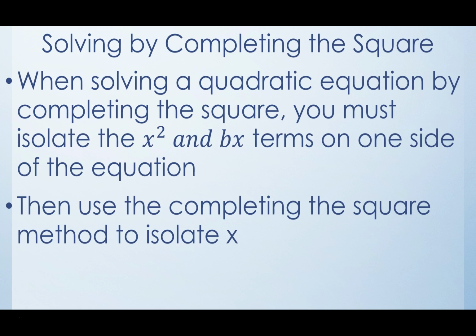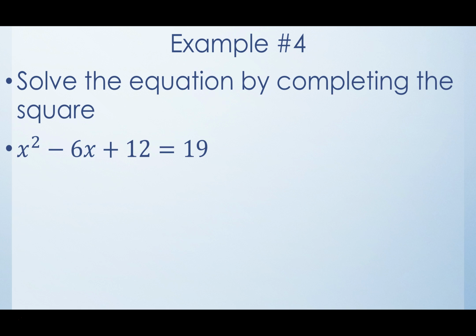So again, we need to isolate the x squared and bx terms to solve this kind of equation. So any other number, the c value, needs to move to the opposite side of the equation. And then we complete the square from there so we can isolate the x expression. So that will look like this. We have x squared minus 6x plus 12 equals 19. So the first thing we're going to do is subtract the 12 over. And we're going to get x squared minus 6x equals 7.